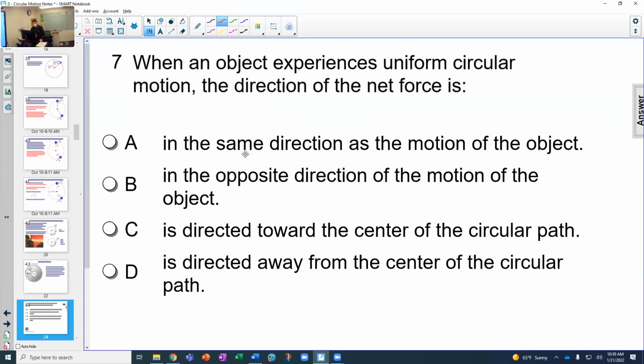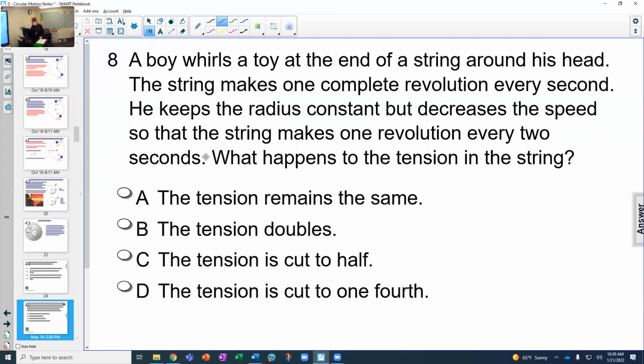All right. Next question. A boy whirls a toy at the end of a string around his head. The string makes one complete revolution every second. What does that little phrase there, one complete revolution every second, translate to in terms of our variables? Frequency. It's basically saying one cycle per second, so 1 hertz.